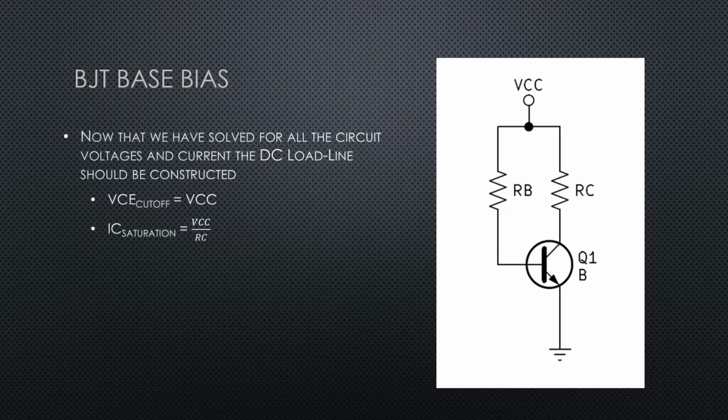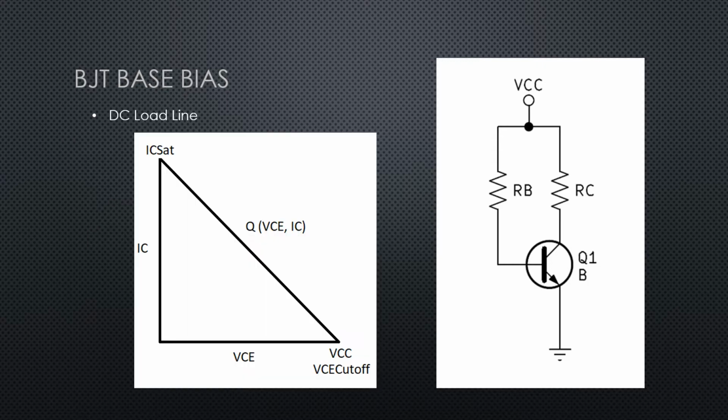In saturation, we look at the opposite end of the spectrum, and we assume that the transistor is all the way shorted. And if the transistor is all the way shorted, we've got all of the voltage VCC being dropped across RC, and that gives us our saturation current. So here's our DC load line.